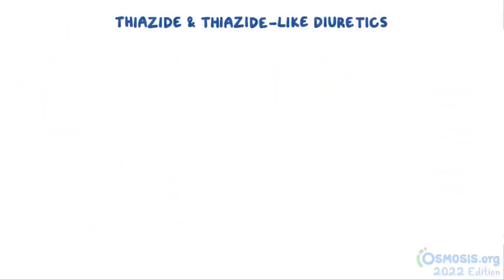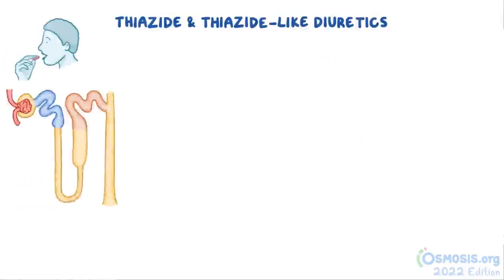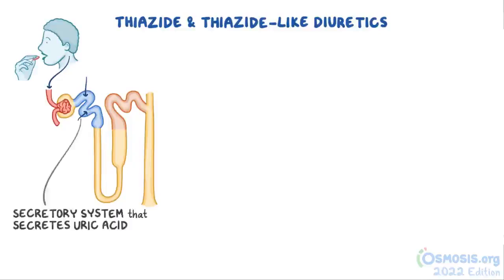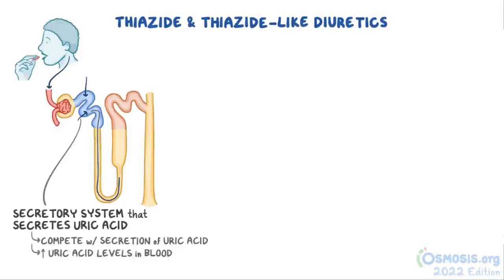Alright, so thiazide and thiazide-like diuretics are taken perorally, and once in the blood, they travel to the kidneys where they're secreted by the proximal convoluted tubule into the lumen of the renal tubule. An important point to make here is that they are secreted by the same secretory system that secretes uric acid into the tubule, so they compete with the secretion of uric acid, therefore increasing uric acid levels in the blood. Next, they travel along the filtrate until they reach the distal convoluted tubule.